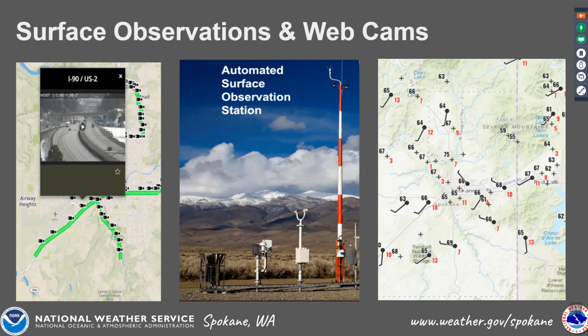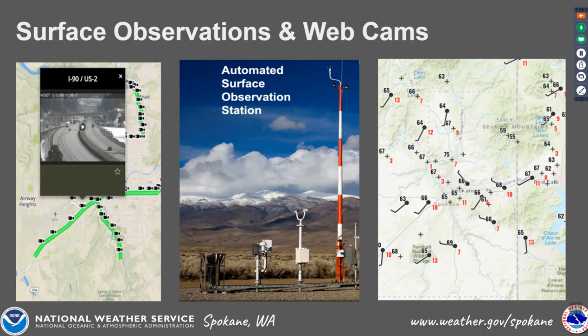We also have surface observing stations and webcams that we use. So the middle picture is a picture of an ASOS, that's an automated surface observing station, and that's located at several airports across our region: Spokane, Felts Field, Pullman, Lewiston, Moses Lake, Ephrata, Wenatchee, Omak, Chelan, Methow Valley, Colville, Sandpoint, Bonners Ferry, Lewiston. I believe that's all of them.